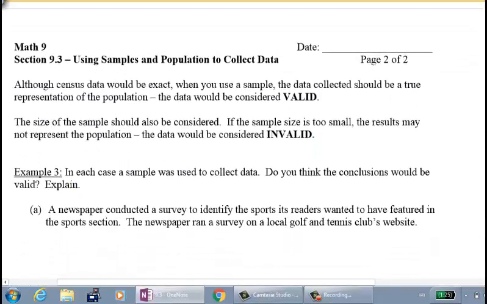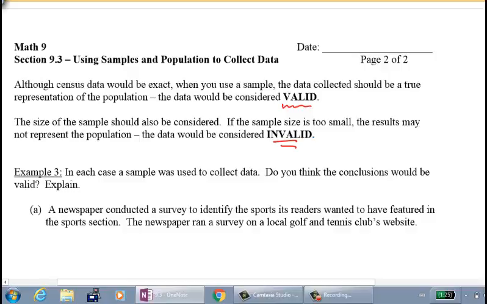And you might be thinking, well, what if I want the most accurate answer? Like, I should be trying to survey everybody. True. So although census data would be exact, when you use a sample, the data collected should be a true representation of the population. So you don't want to choose a sample that doesn't really represent the entire population. That would be something called invalid. Sample size being too small could be invalid. But you want things to be valid.